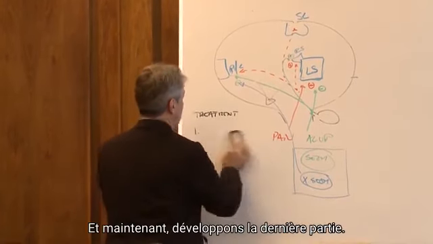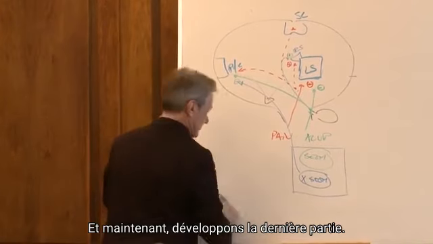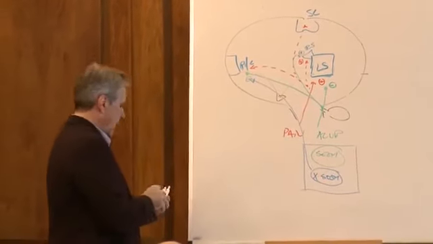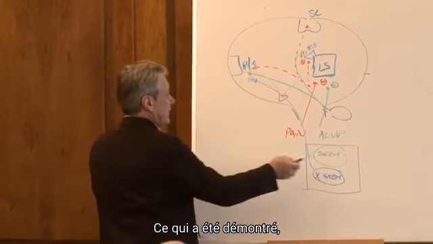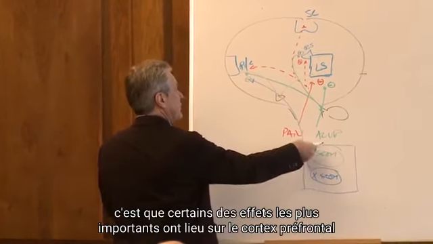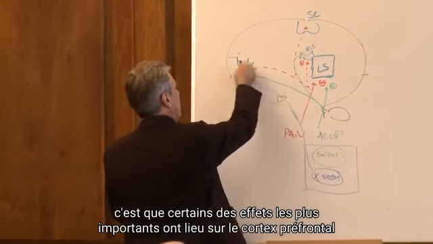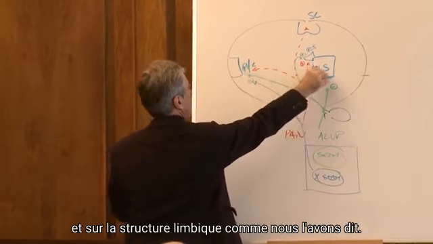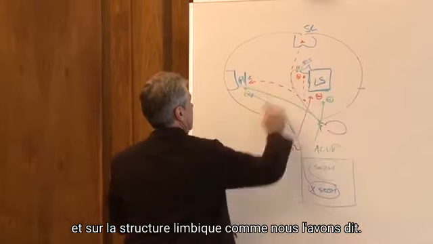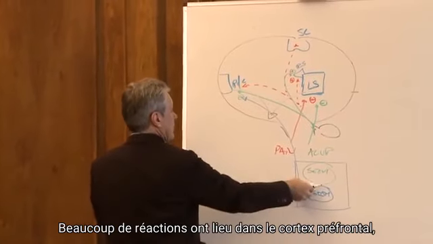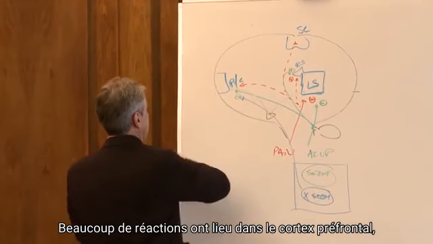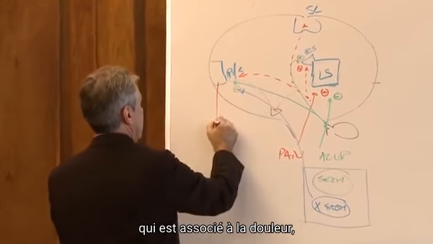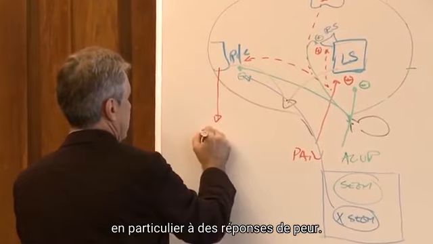And now coming into the final part of it. What has been demonstrated is that some of the most important effects are on the prefrontal cortex and on the limbic structures, as we said. What has been shown is that a lot of the reactions happening in the prefrontal cortex that are associated with pain are especially fear responses.